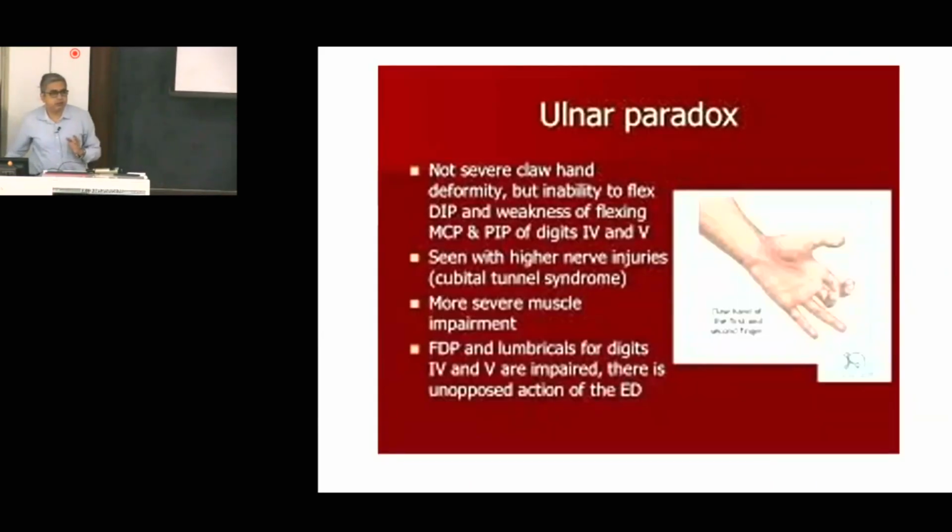What is ulnar paradox? Normally, the more proximal the injury, the more severe it is. But here, in case of a more proximal injury, less severity is there, because in that case the long flexor is also paralyzed. It will not lead to deformity. Claw deformity will come only when the flexor is preserved, then the intrinsic muscles do it. So deformity is more prone when the injury is more distal, that is the ulnar paradox.